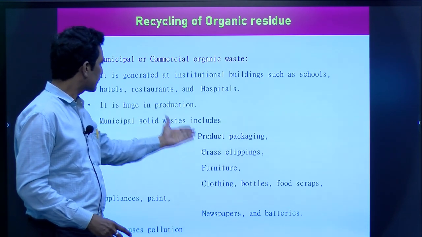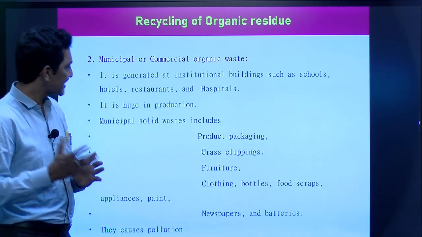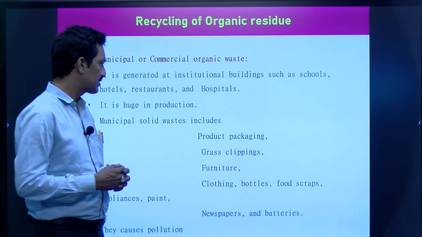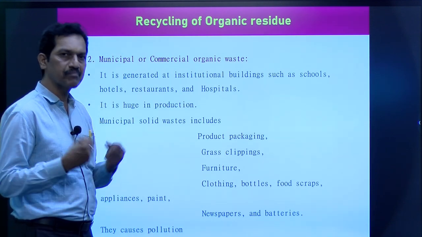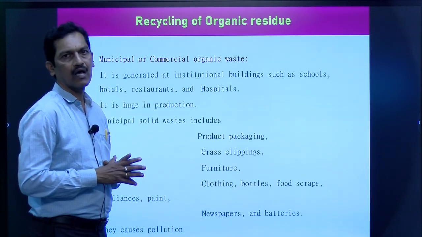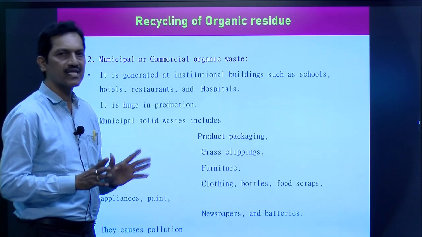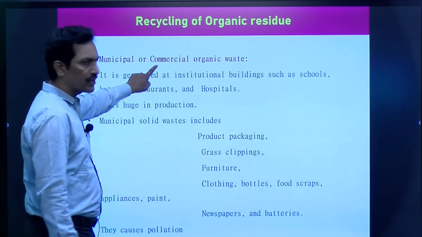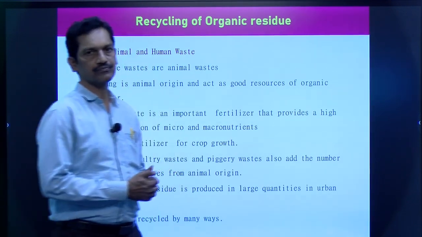Generally, municipal solid waste includes product packaging, grass clippings, furniture, clothing, bottles, food scraps, appliances, paints, newspapers and batteries. All these are municipal residue waste materials that cause huge damage to the environment. It is nothing but pollution. And coming to the third one, that is animal or human waste.